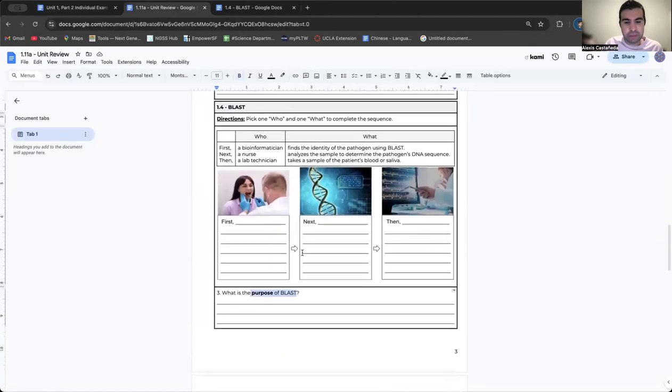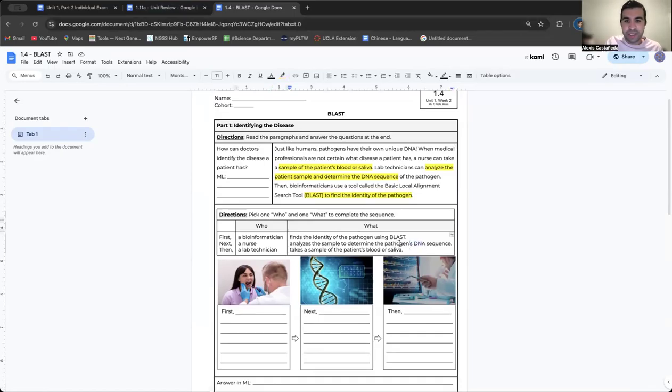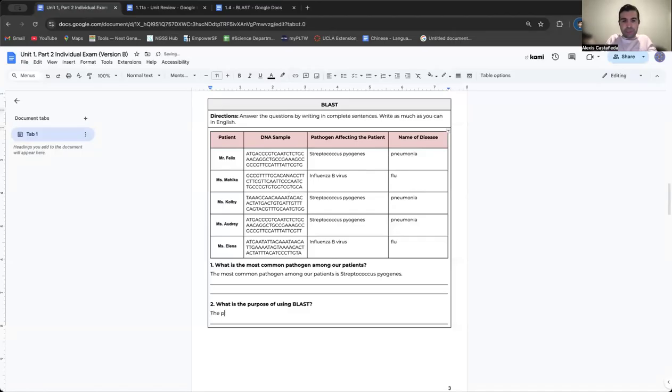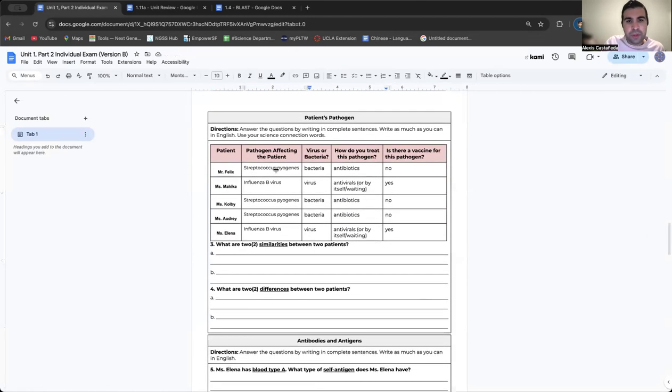This question here, what is the purpose of BLAST? You can also find it here. The purpose of BLAST is to find the identity of the pathogen. So we take a DNA sample from somebody, we analyze the sample, and then we find its identity using BLAST. So the purpose of using BLAST is to identify the pathogen affecting the patient. Right? So we take a DNA sample of the pathogen that somebody has, we then analyze it and we find what it is. Great. Okay.